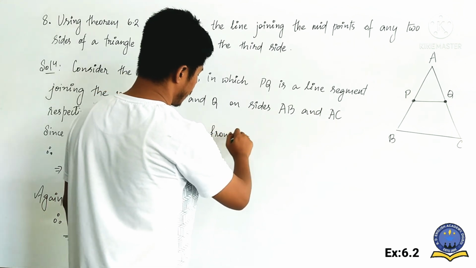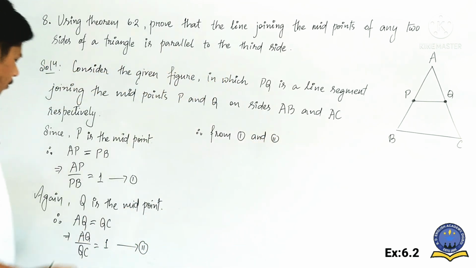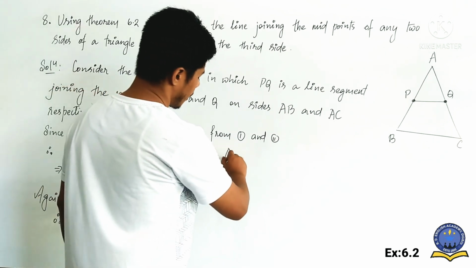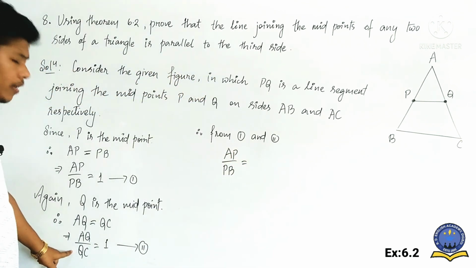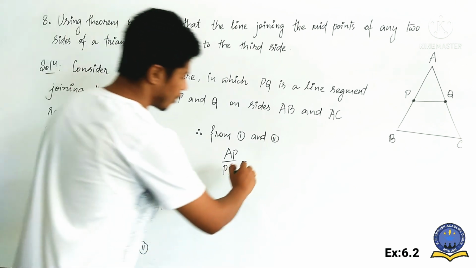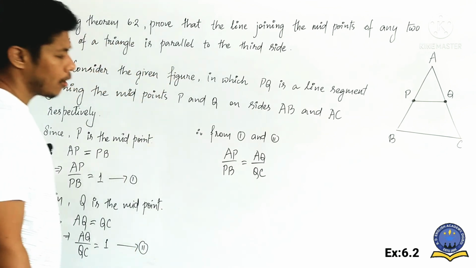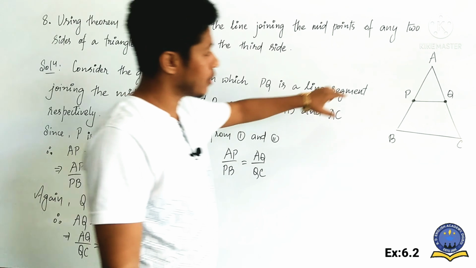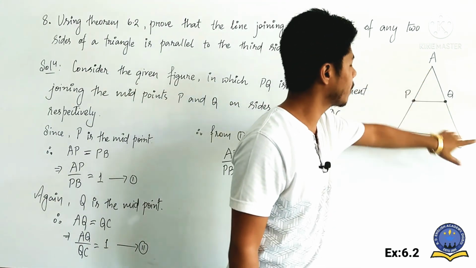If the right hand sides are equal, then obviously the left hand sides are also equal. So here you have to write AP by PB is equal to what? AQ by QC. Now one thing you see here: AP by PB equal to AQ by QC. So where is AP? AP is this one. AP by PB is equal to AQ by QC we get.